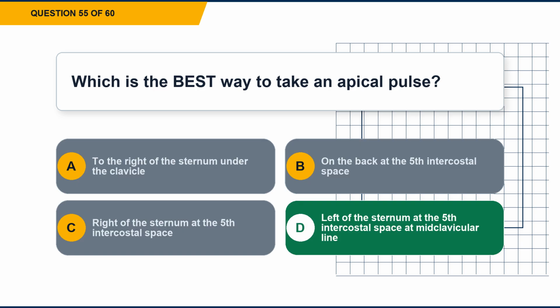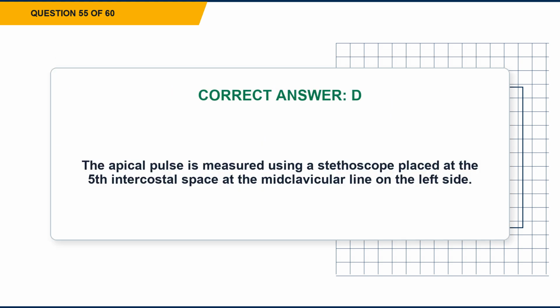The correct answer is option D, left of the sternum at the 5th intercostal space at mid-clavicular line. Explanation. The apical pulse is measured using a stethoscope placed at the 5th intercostal space at the mid-clavicular line on the left side.